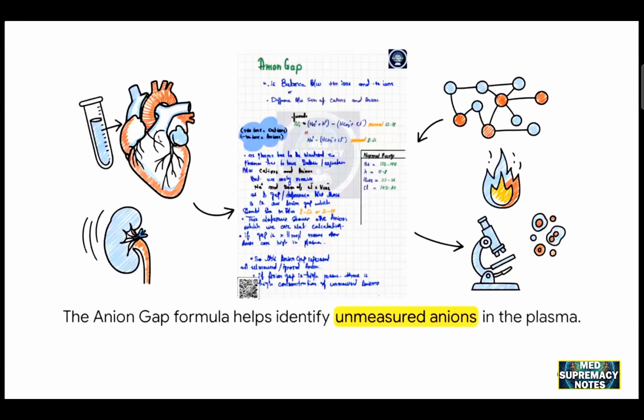And you can calculate it using this simple formula with the patient's sodium, chloride, and bicarbonate levels. A high anion gap can point you toward very specific causes, like diabetic ketoacidosis or even renal failure, helping you narrow down your investigation. It's a really powerful next step.